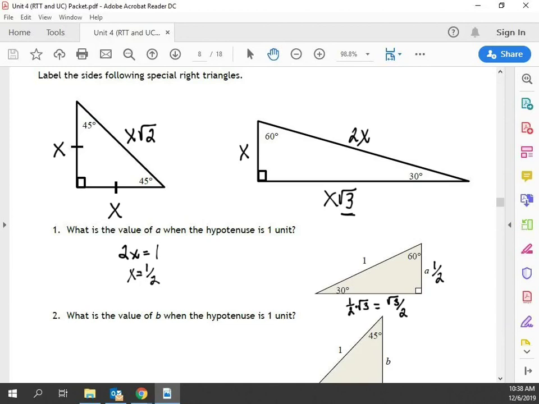Then we look at the next one. What if the hypotenuse, I don't know what you're doing, but you're not writing. So start writing. Thanks, Preston.